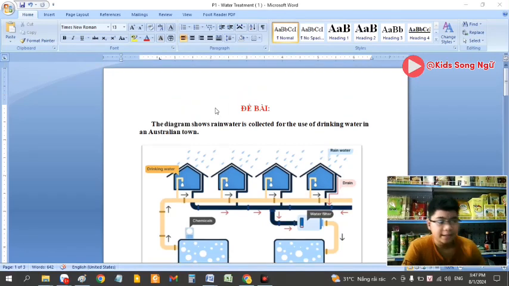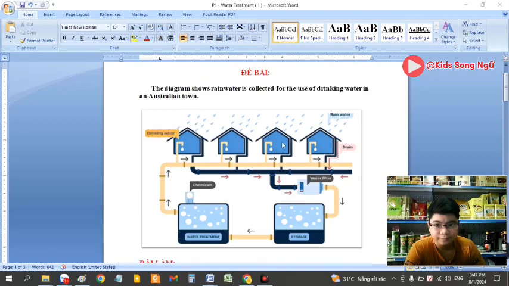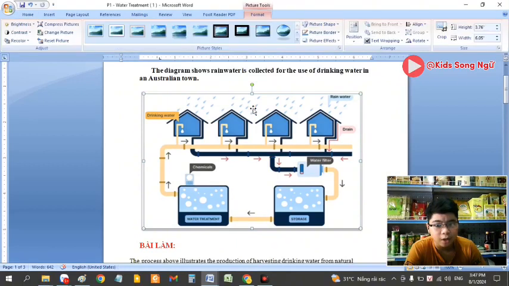The topic today is about another process, that is water treatment. The diagram shows rainwater is collected for the use of drinking water in an Australian town. This is our chart.